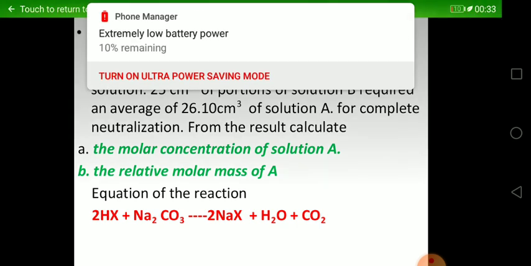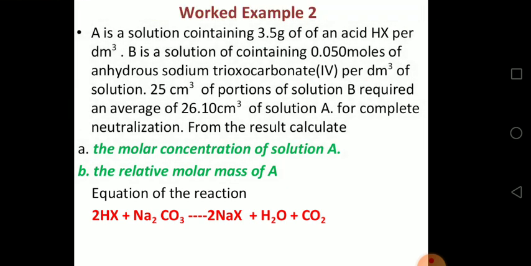Now if you look at it, you will discover that we've been given the concentration of the anhydrous trioxocarbonate(IV), and that has been shown here as 0.05 moles per dm cube. As we have seen, we know the volume of the base, which is 25 cm cube, and the volume of acid A, the titre value, which is 26.10 cm cube.